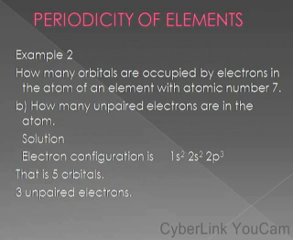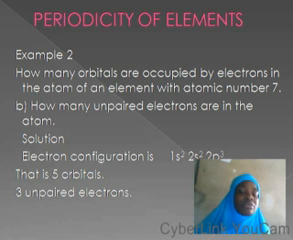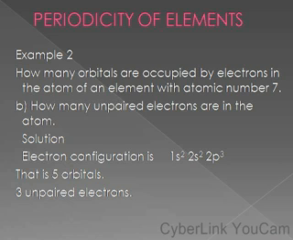Let's look at another question. Example 2: how many orbitals are occupied by electrons in the atom of an element with atomic number 7? Then the second question says, how many unpaired electrons are in the atom? For the solution, you first write the electronic configuration of that element using the spdf method. We have 1s which has only one orbital, 2s which has only one orbital also, and 2p which has 3 orbitals. So the total number of orbitals there is 5. Then the 3 electrons in the p orbitals are unpaired. So we have 3 unpaired electrons there. So that is that for that question.